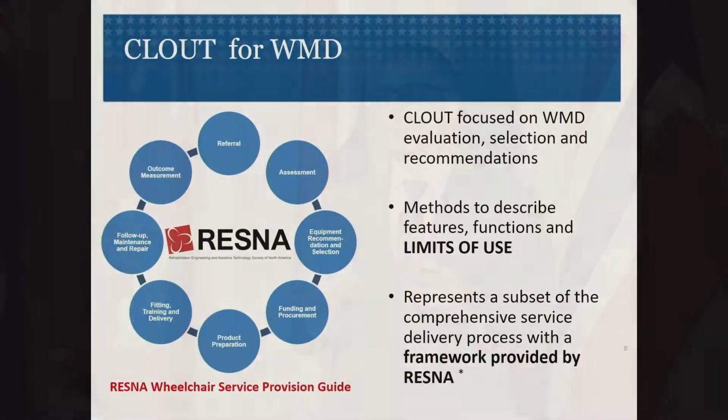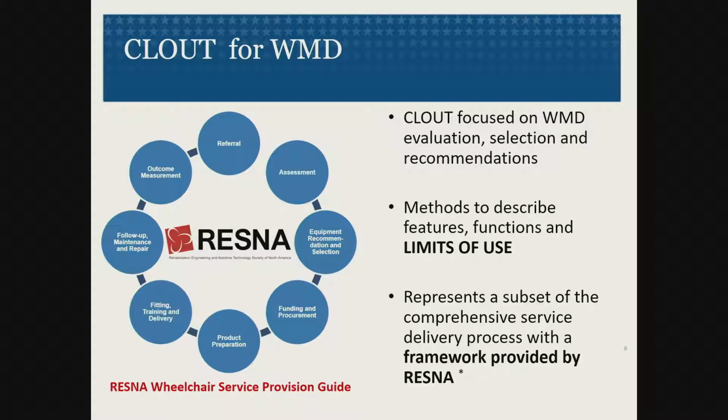So this is a really useful guide that's available on the RESNA website, and it outlines best practice in the way that we provide wheeled mobility devices to our clients. So it's a process. It starts with the assessment. It goes through equipment procurement and selection. And those two first circles represent the area where our CLOUT document applies. So we're going to be talking about the limits of use of devices during the assessment and matching the device with the person. But of course, the process goes beyond that.